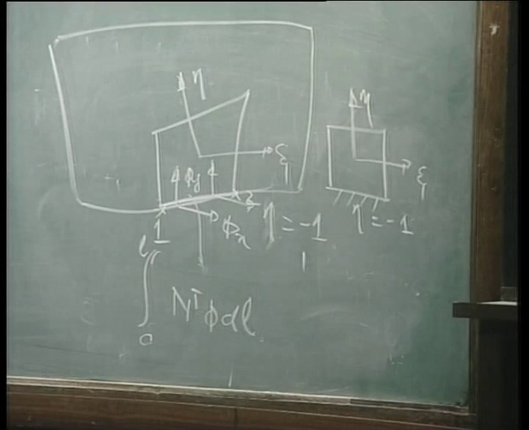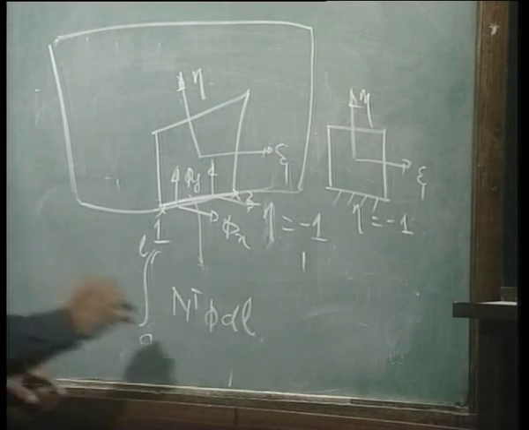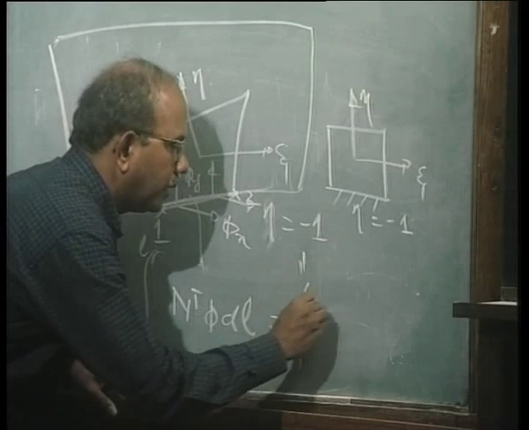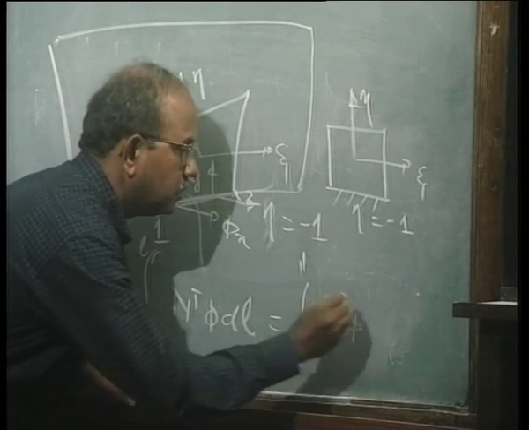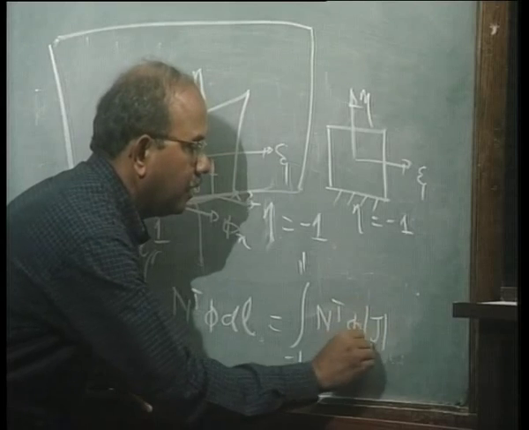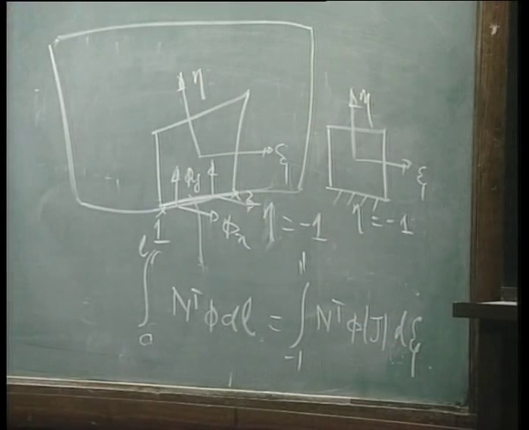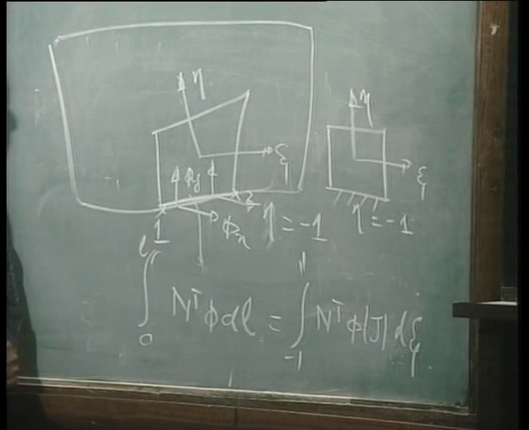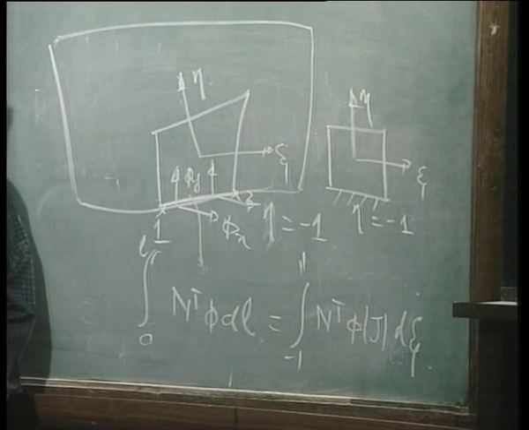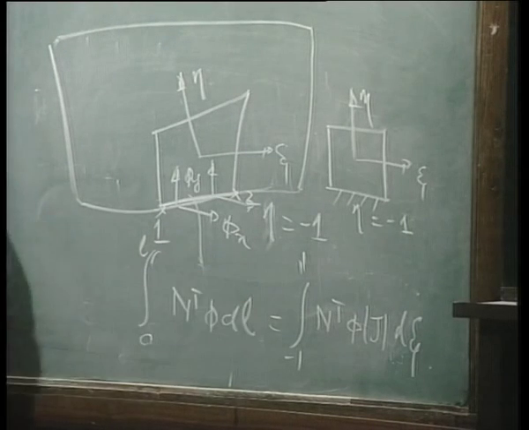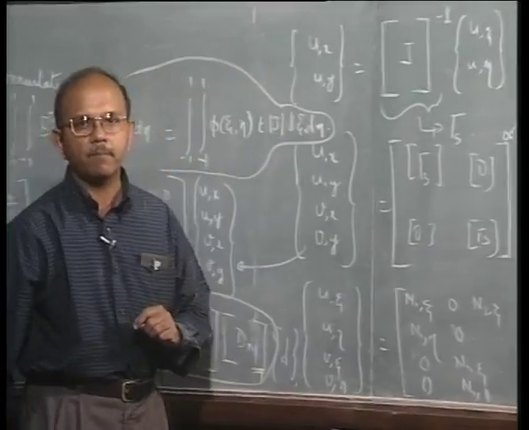What is n transpose phi dl? How do I convert it? Or in other words, I can do that as -1 to 1 n transpose phi j d psi. That is exactly how I do it. Okay. Now, what is j? Determinant of the Jacobian, or the Jacobian in this case, what is j? And how do I calculate n? Usually these are questions which are confusing to the students.